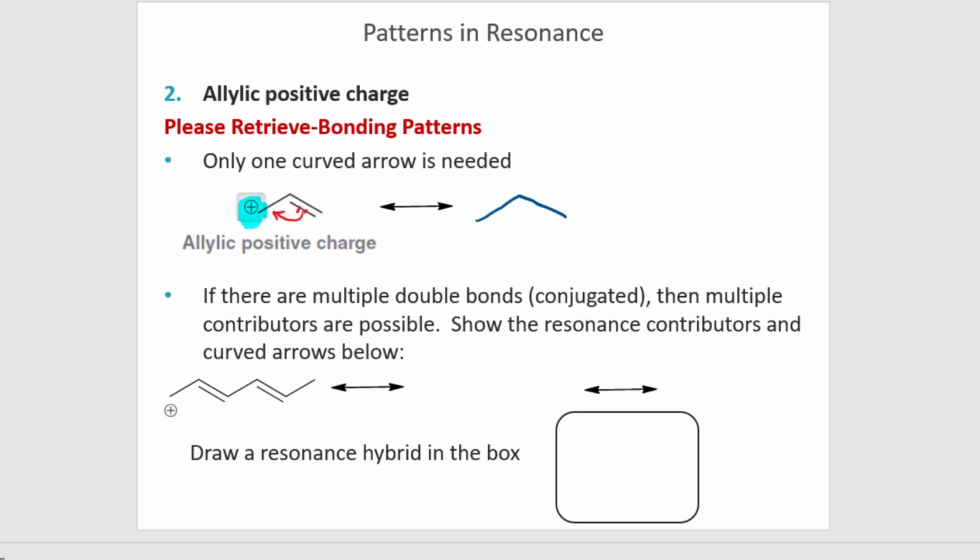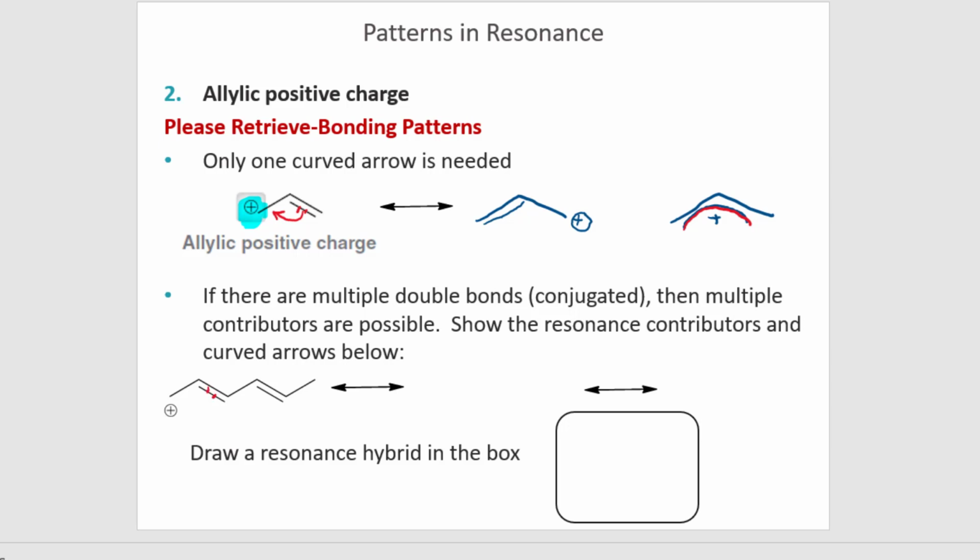This gives me the pi bond in a new position and a positive charge over on the other side. It's like a swinging door, backwards and forwards, but really, as I showed you the resonance hybrid, it's distributed. Those electrons are somewhere between these three atoms with an overall positive charge. If there are multiple pi bonds, then multiple contributors are possible. Let's take it one step at a time.